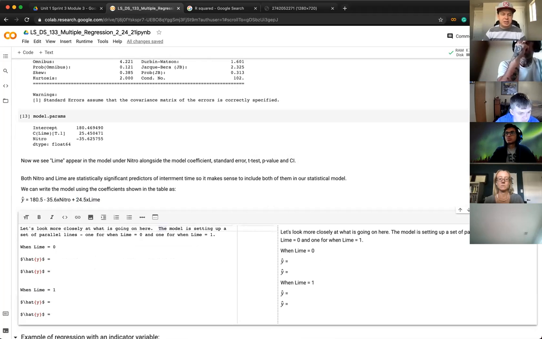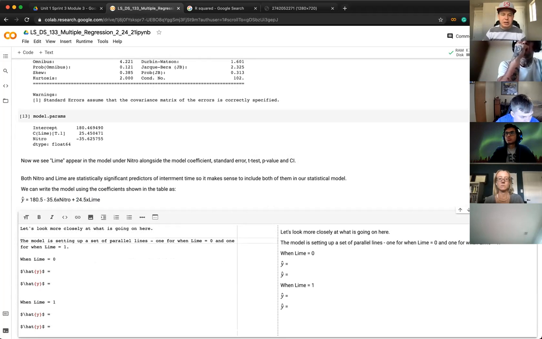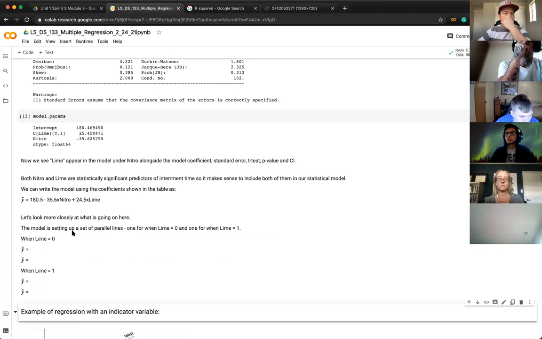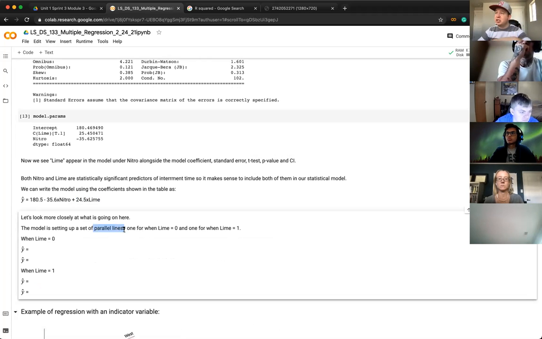What the model has actually done, and this might be unintuitive for a minute, is the model is setting up a set of parallel lines. There's actually 2 regression lines now, okay? And this is why I say it gets more complicated to graph things as we add more x variables, right? One for when lime equals 0, and one for when lime equals 1. And to show you an example of that, right?